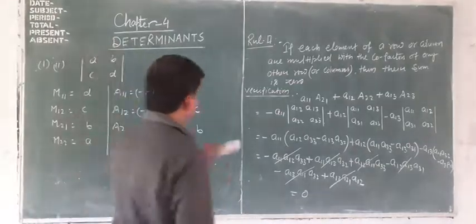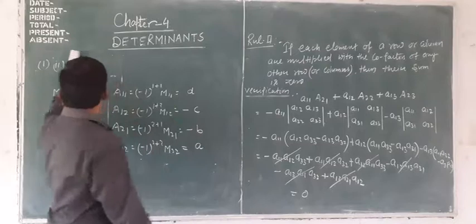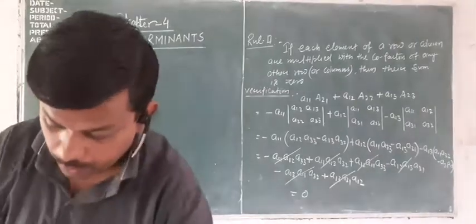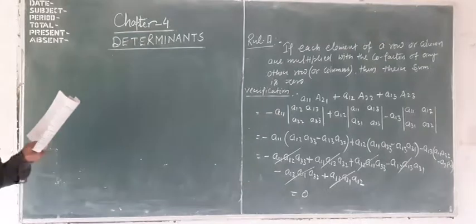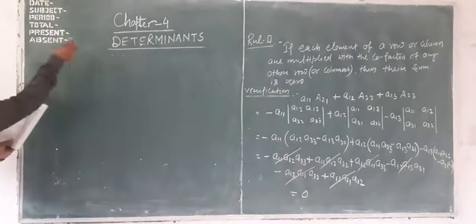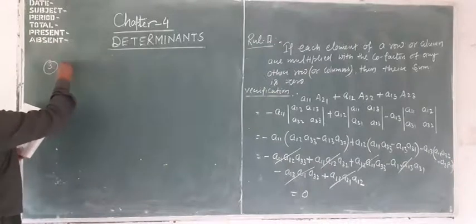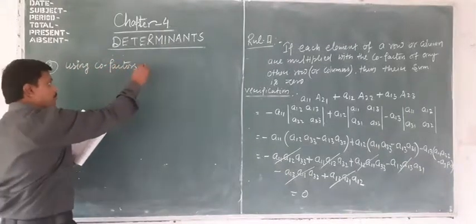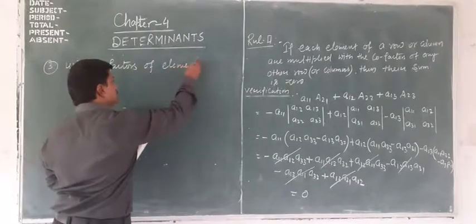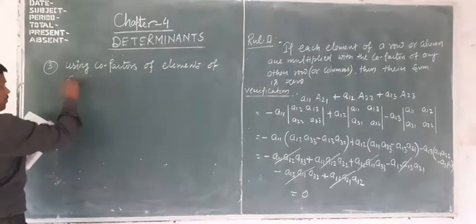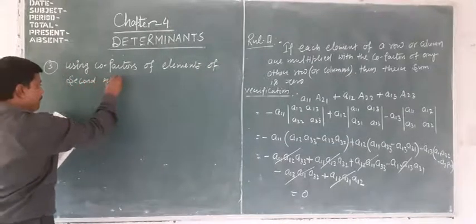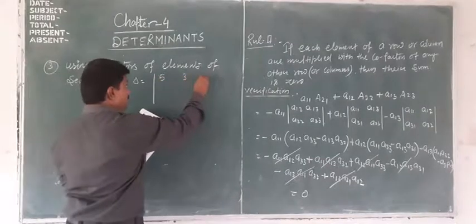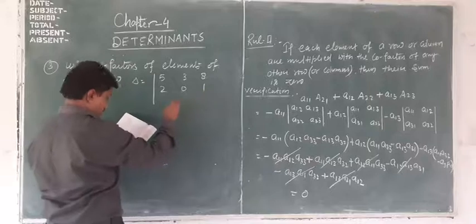Now we shall come to question number 3. Question number 3 is: using cofactors of elements of second row, evaluate the determinant. इवैल्यूएट करना है हमको. डिटरमिनेंट है हमारे पास 5 3 8 2 0 1 1 2 3.